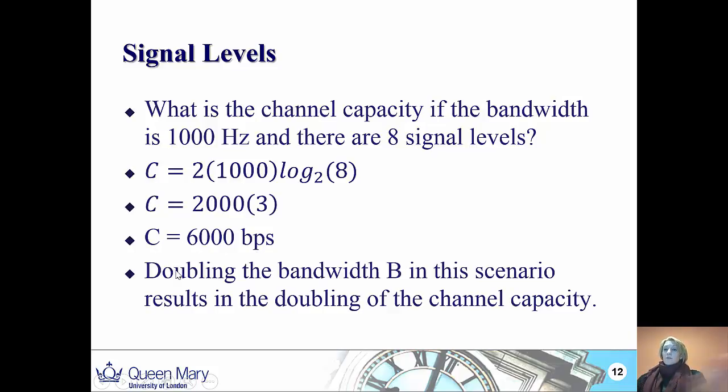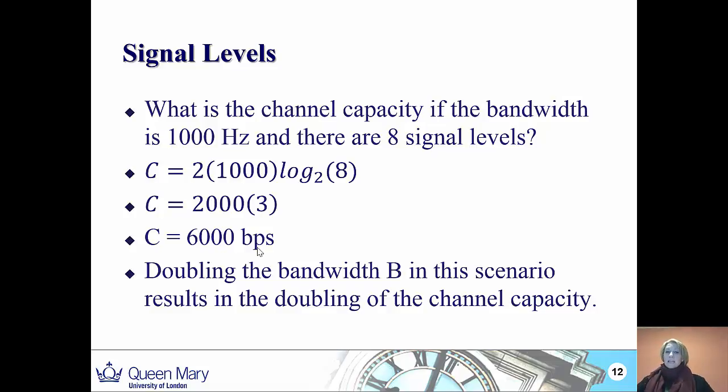Okay. So from this you can see that if we double the bandwidth in this scenario, it will result in a doubling of the channel capacity. Okay, so if we double this to 4000, for example, this will result in 12,000 bits per second. So whenever we're working with the same number of signal levels, we can increase the capacity by manipulating the bandwidth which is available, for example.